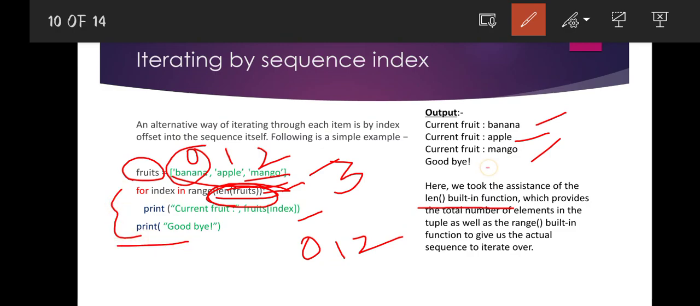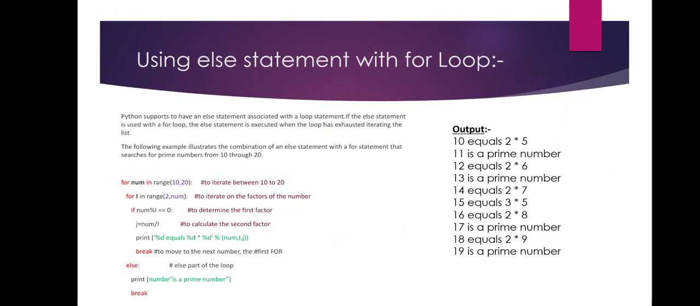Goodbye will be printed. So this is about iterating by sequence index. The next one is using an else statement with a for loop. Python supports having an else statement associated with a loop statement. If the else statement is used with a for loop, the else statement is executed when the loop has finished iterating the list.